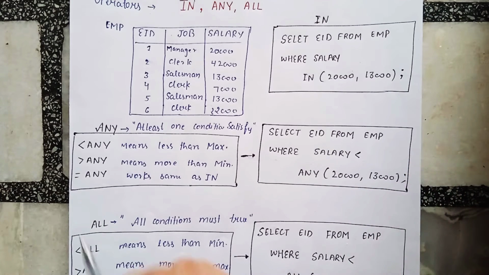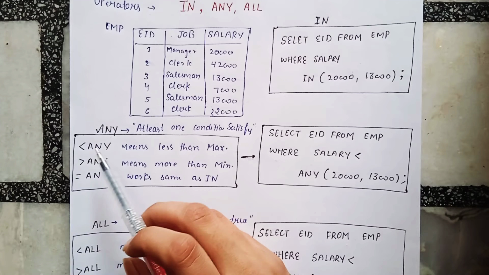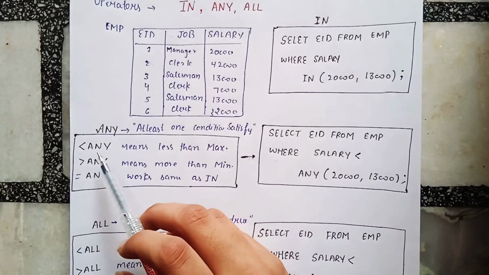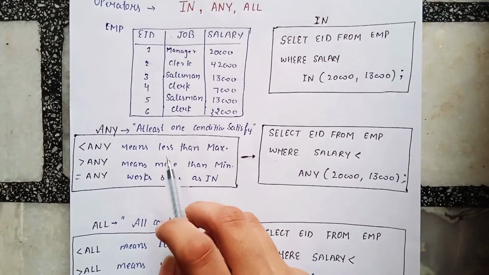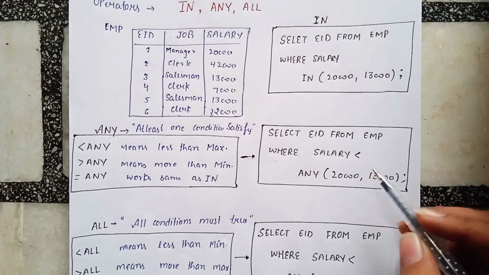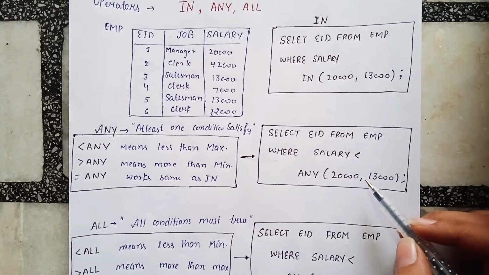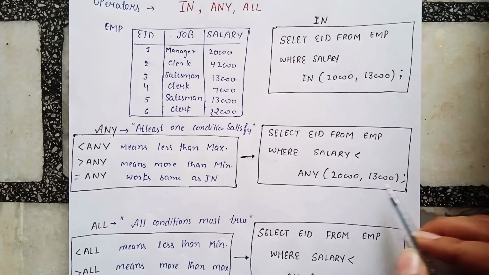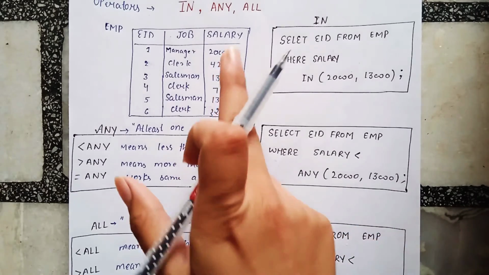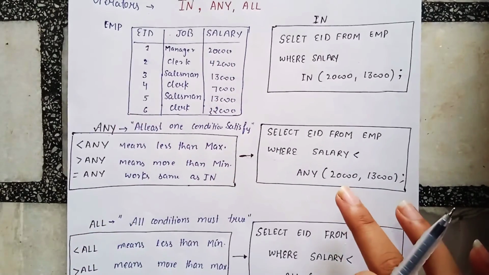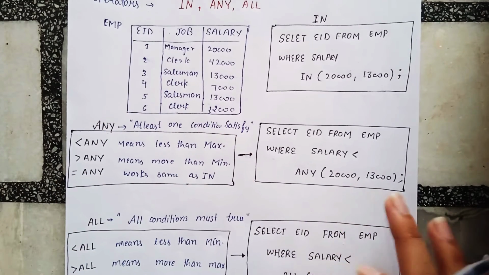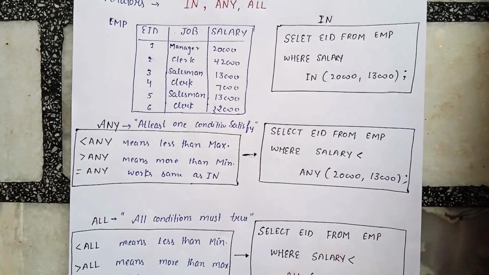Now here we use these three relational operators with the ANY operator. If we use less than ANY, what does it mean? It indicates less than the max. In this query, if we use less than ANY, it will find the maximum value from these options, that is 20,000, and match all the records from this table against this 20,000. All the values that are less than 20,000 will be selected as the final result. So this is how it works.